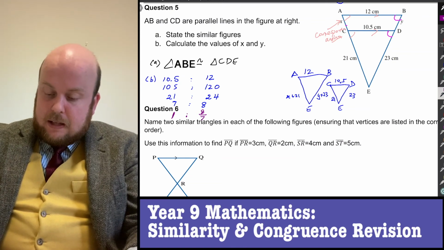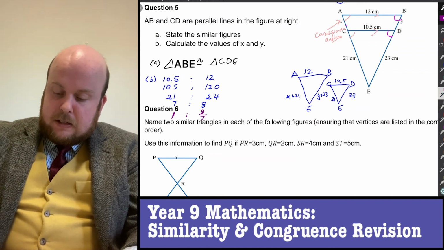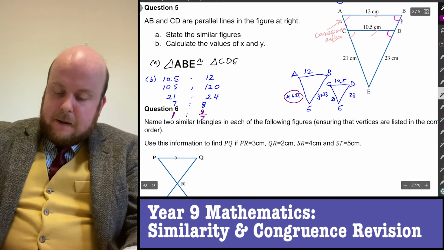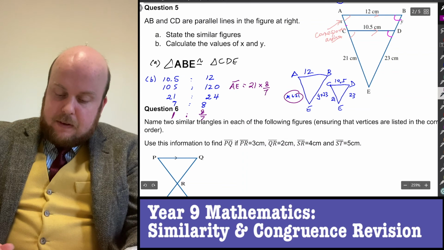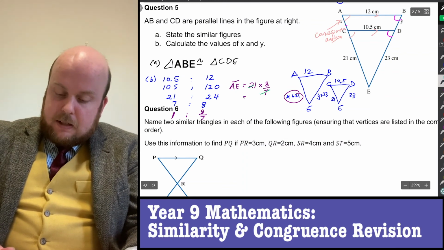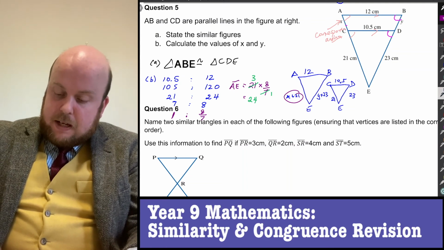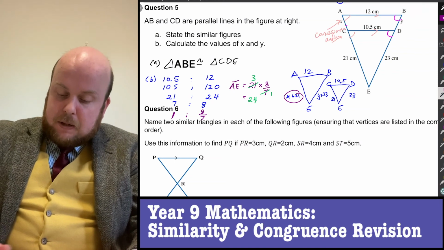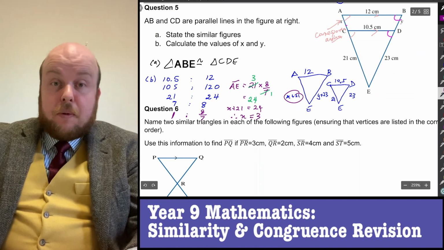So let's start with the C to E. We know that the A to E, the one that's got the missing number, is x plus 21. So this is going to be equal to 21 times by 8/7, which we can simplify here. And that's going to be equal to 24. So therefore, x plus 21 is equal to 24. Therefore, x must be equal to 3.